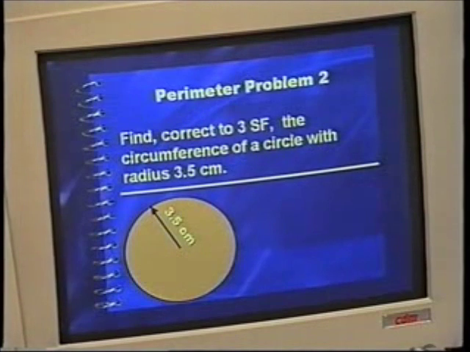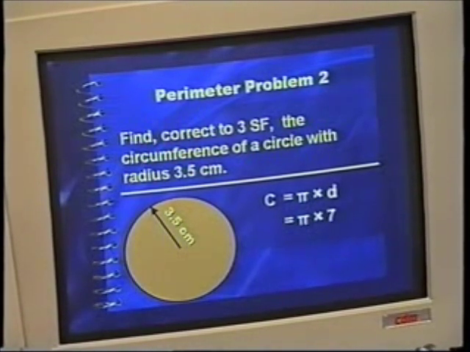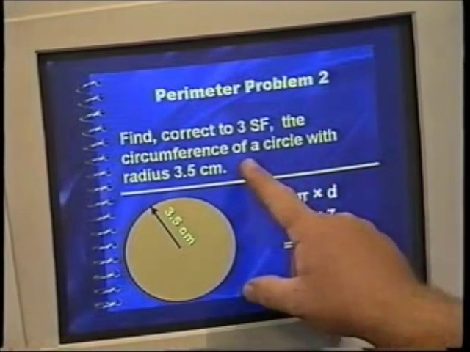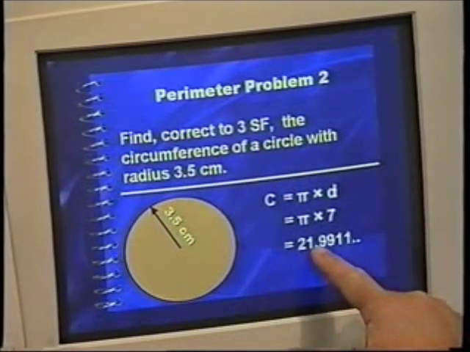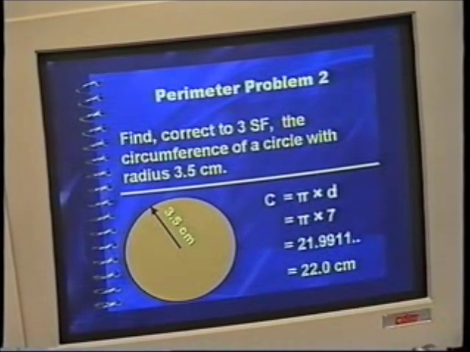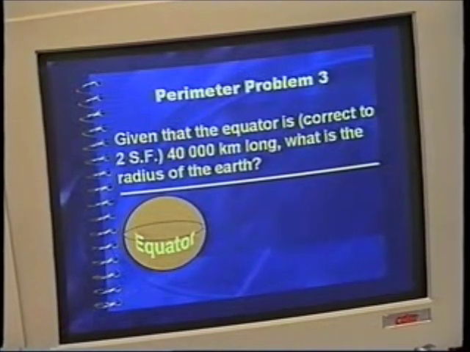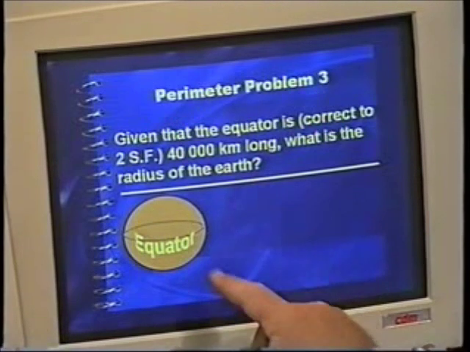Here we've got a circle with a radius of 3.5 centimeters. That means that the diameter is going to be 7 centimeters. So we multiply pi by 7. Pi, of course, you can get from the calculator. You should use the pi on the calculator rather than 3.14. Working that one out, it comes to 21.9911, and that goes on. We have to round, it says here, to 3 significant figures, so we want 1 decimal place, and it becomes 22.0 centimeters.